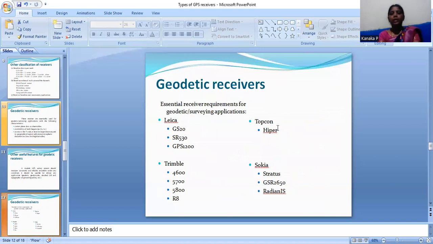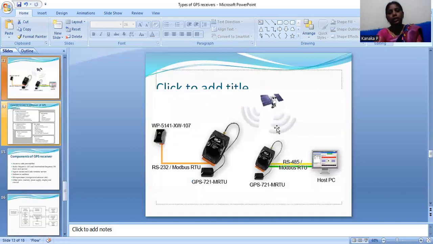So first one, Leica model. Second one is Topcon. Third one is Trimble. And fourth one is Sokkia. So Leica models are CS20, SR530, GPS1200. Topcon model is Hiper. And next one is Trimble: Trimble 4600, 5700, 5800. Next one is Sokkia model. Sokkia models are Stratus, GSR 2650, Radian IS. So these are the geodetic receivers.